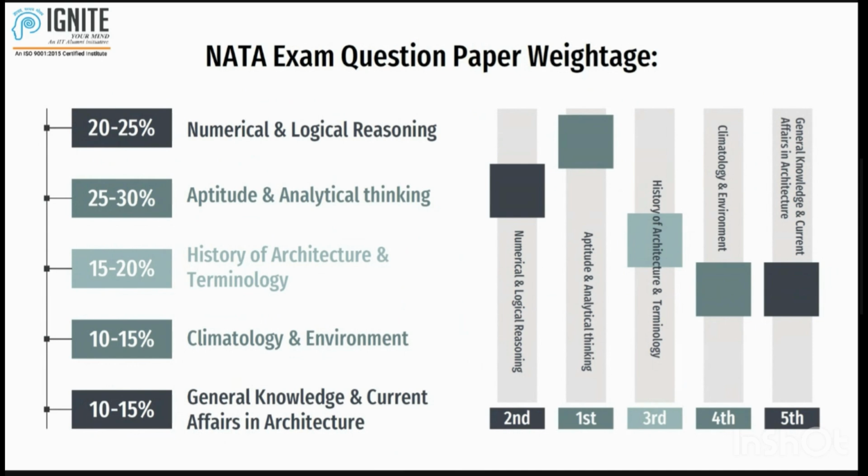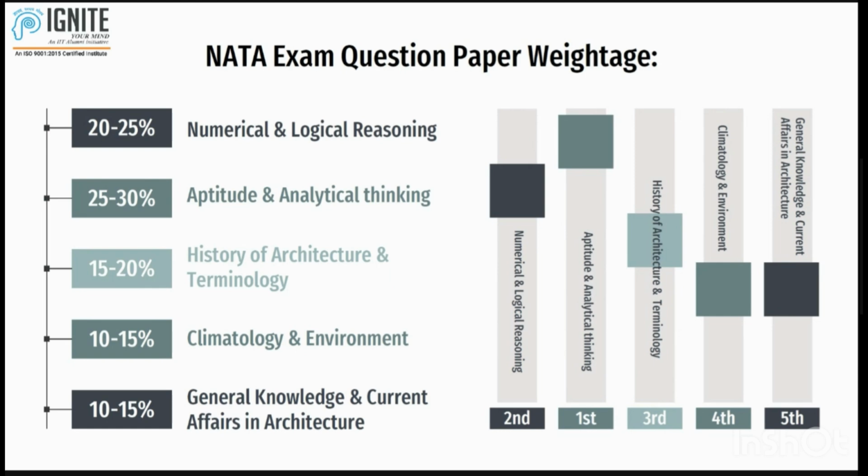Now let's take a look at the rough weightage of the questions you can expect to encounter on the NATA exam. This will help you allocate time and focus your preparation accordingly. First one, you can see numerical and logical reasoning has a weightage of about 20 to 25%. Next, you have aptitude and analytical reasoning with a weightage of about 25 to 30%.